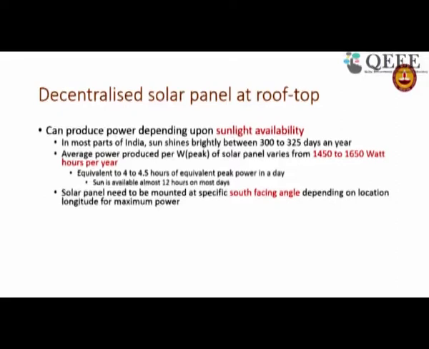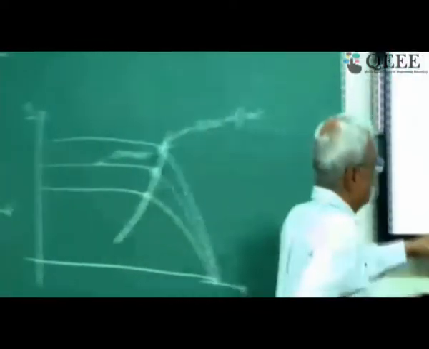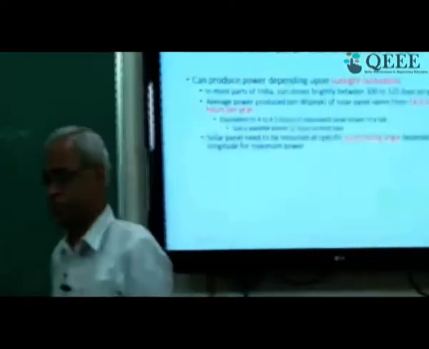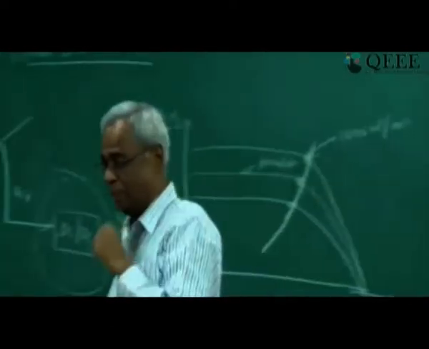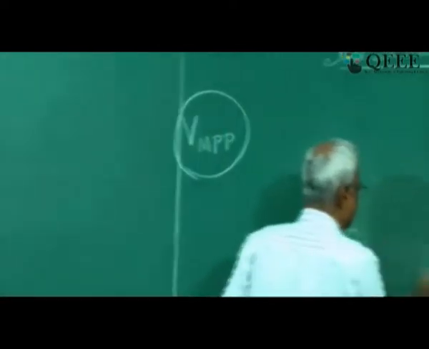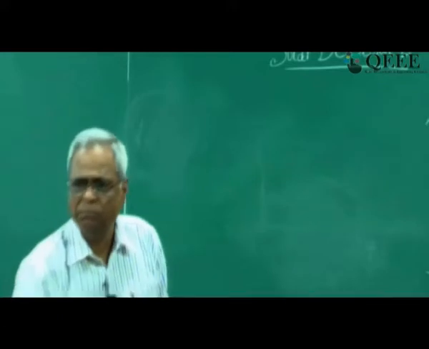Pretty much constant, close to constant every year. Use that and say, suppose I take a 1 watt solar panel. How much total watt hour will it produce? And you find the actual number in most of India varies from 1450 to 1650 watt hours. Now, look at it. Suppose 1 watt was producing 24 hours a day, I have a 1 watt solar panel.